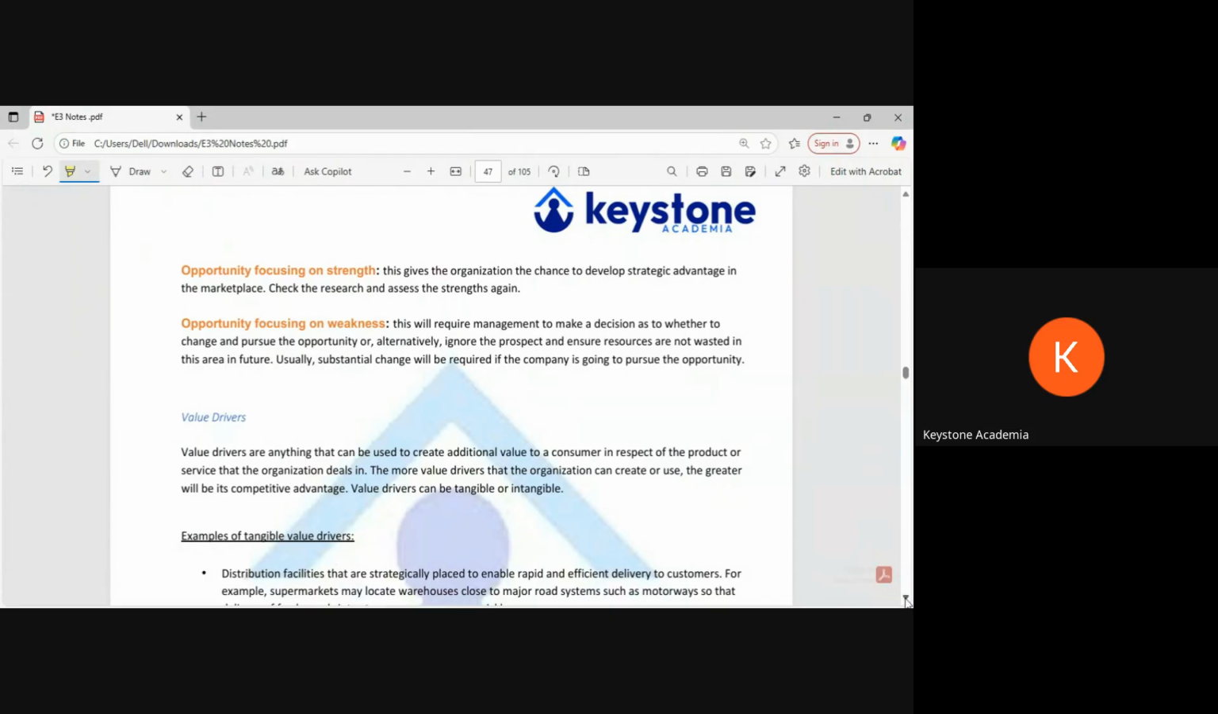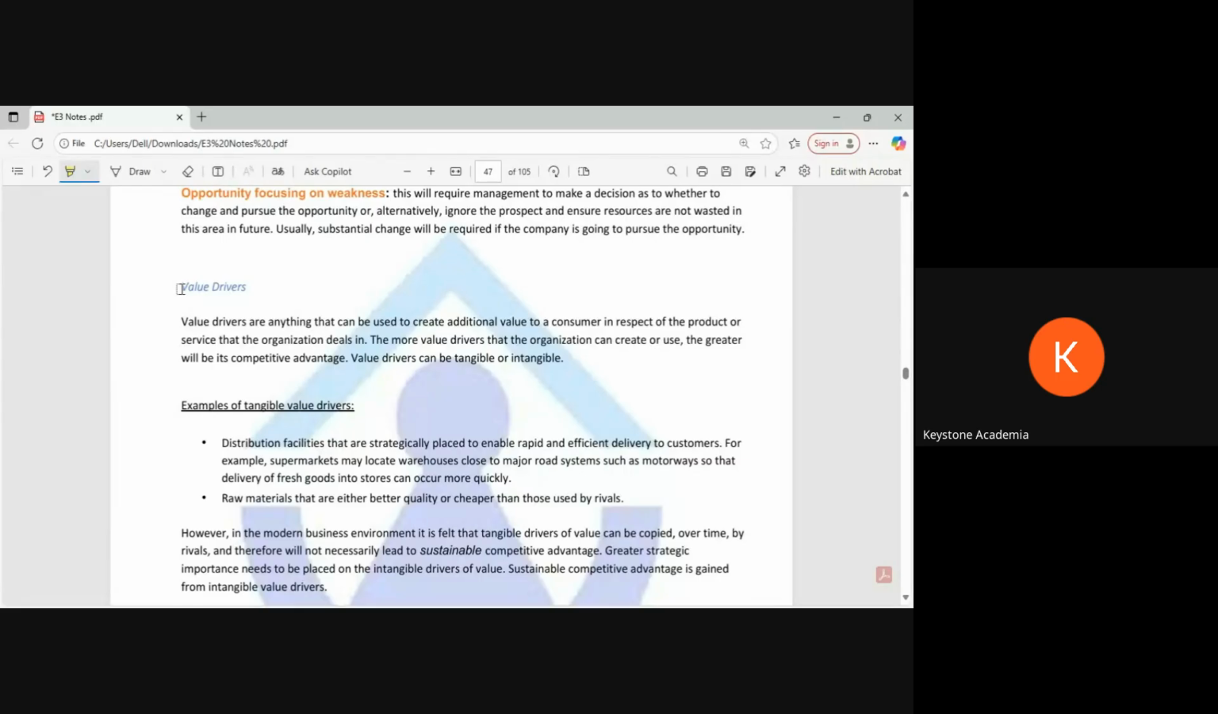Apart from that, we can work on value drivers. So what are value drivers? Technically, what is our core business? Apart from that, is there anything that can be used to create additional value for the consumer in respect of the product or service?